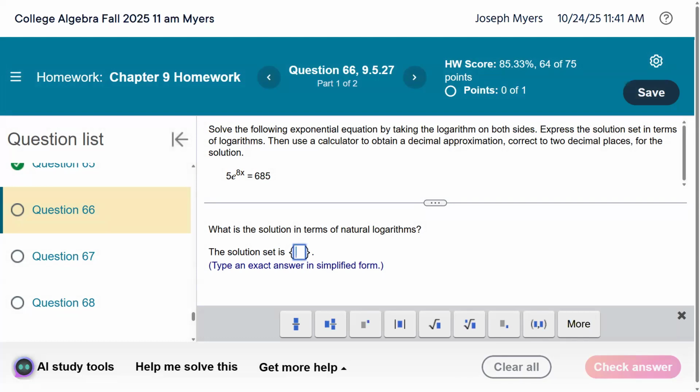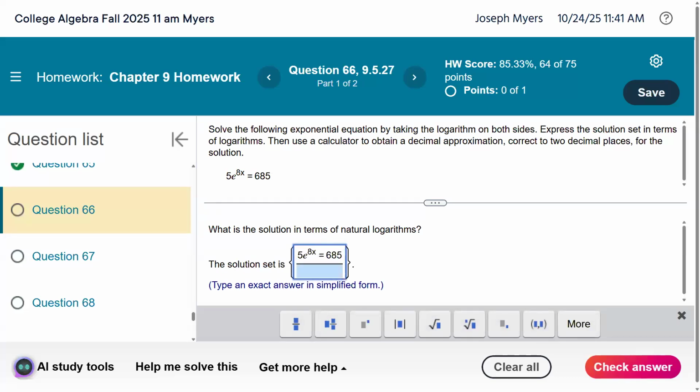First step is, did you notice 5 goes into both sides? The left side, 5e to the 8x, and the right side, 685, both of them can be divided by 5 because 5 actually goes into both of them. So if you divide the whole equation by 5, this 5 will cancel, boom, and 685 divided by 5 is what? I think it's 137. I could be wrong. Can somebody check me on that?